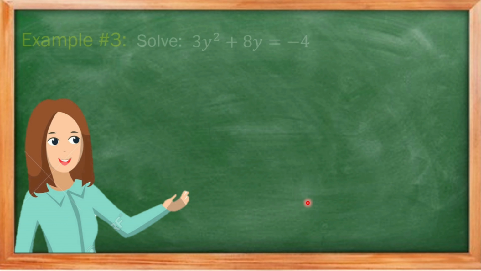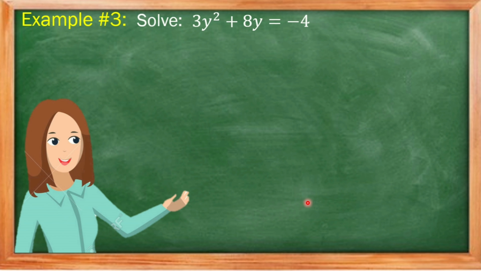Okay, let's proceed to example number 3. Solve for 3y squared plus 8y is equals to negative 4. As you can see, yung given equation natin ay hindi nakasulat sa standard form of quadratic equation. So, kailangan gawin natin equal to 0 to dito. So, paano natin gagawin yun? Kailangan natin ilipat yung negative 4 dito sa left side ng quadratic equation. So, paano natin gagawin yun?